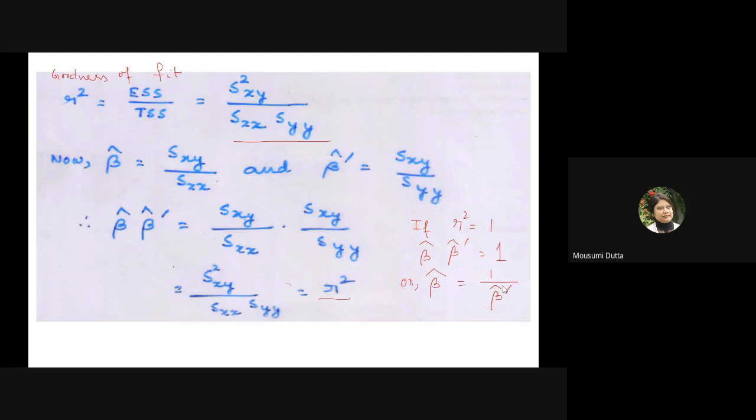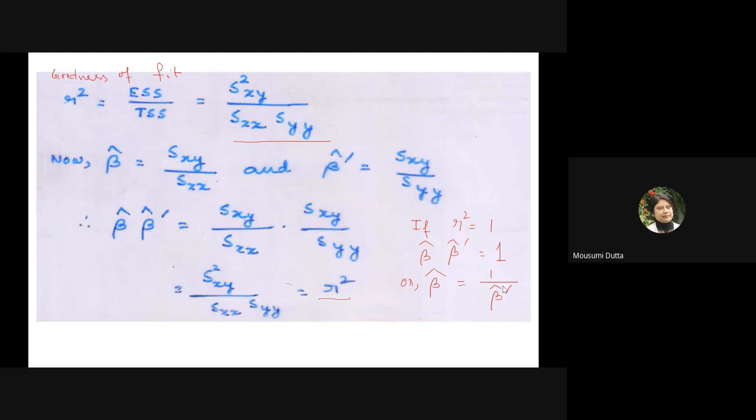If and only if r squared is equal to 1. Show that the simple regression line of y on x coincides with the simple regression line of x on y if and only if r squared is equal to 1.